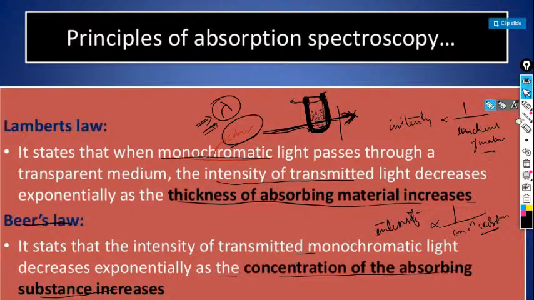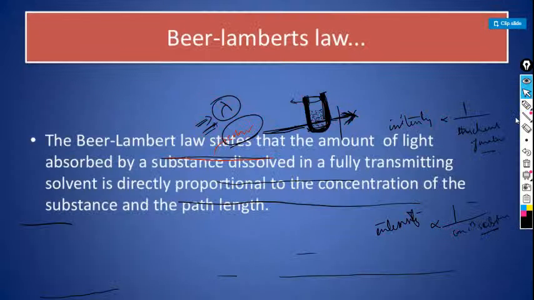Next, all together, we have the Beer-Lambert law. It is a combination of Beer's and Lambert's laws. It gives the amount of light absorbed by a substance. So far the intensity of the light was discussed; now it is giving the absorbed light.